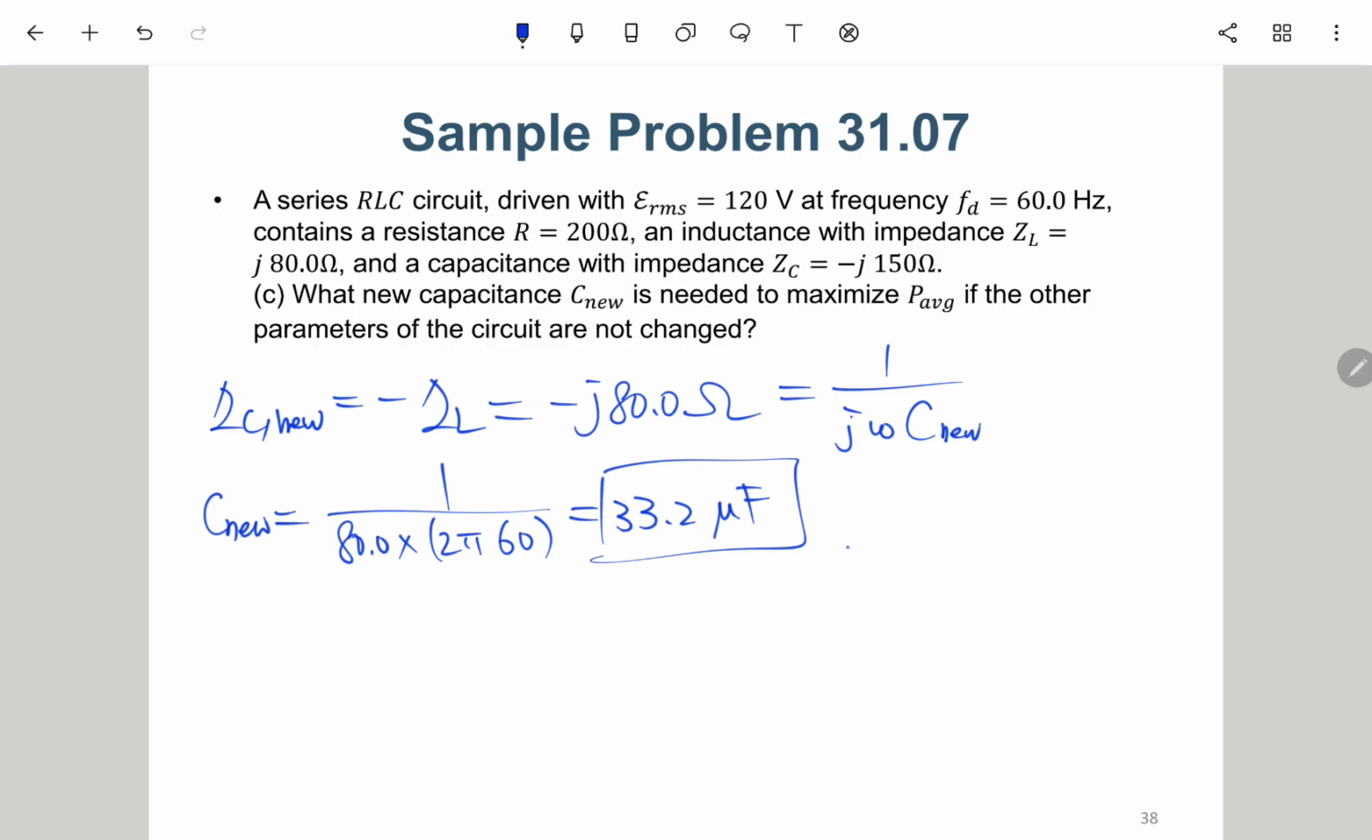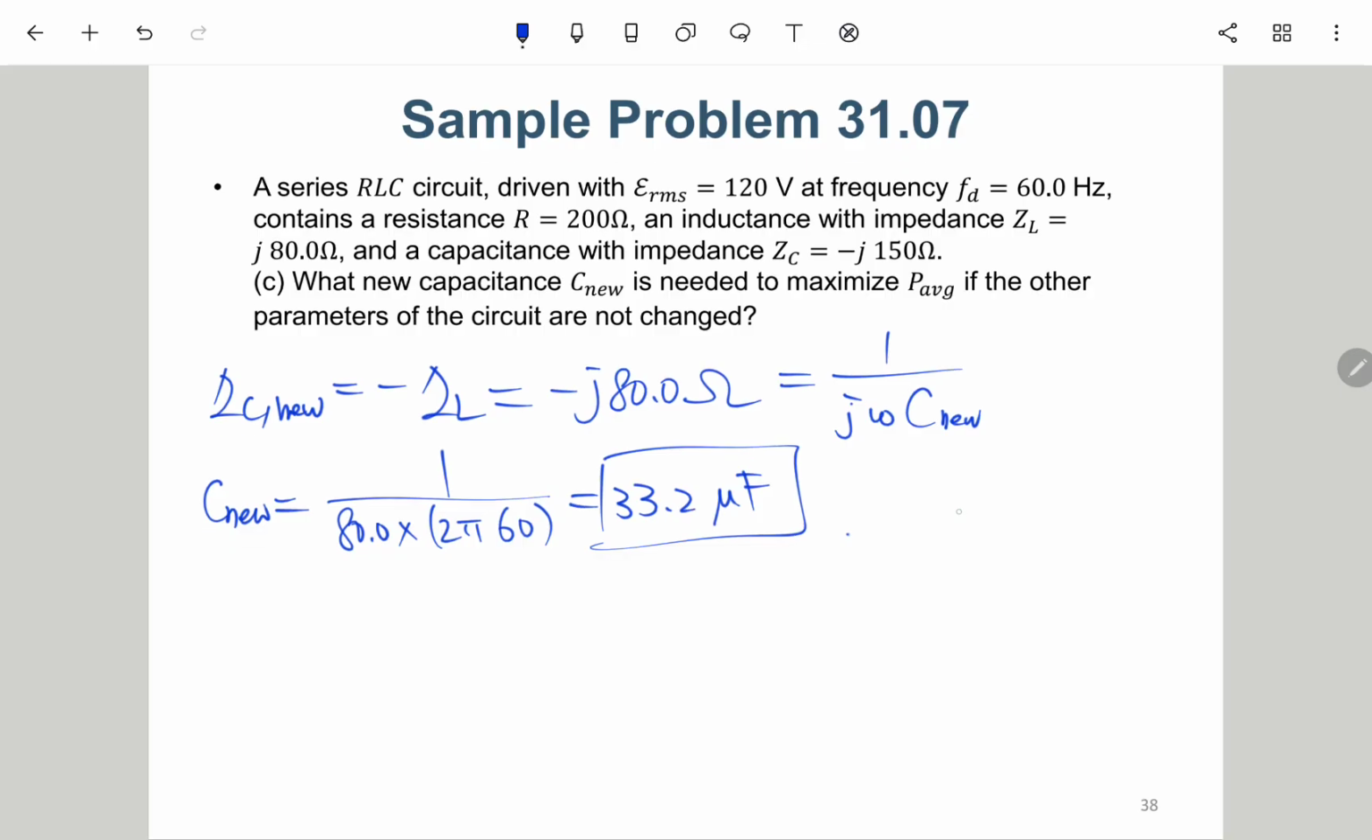In that case, of course it is not asked by the question, but I will say that this Z will be nothing but Z_R, which is 200 ohm. And then finally the amplitude of the oscillation will be maximized.